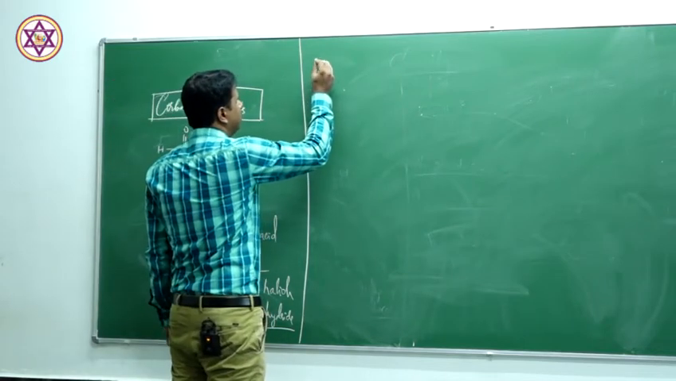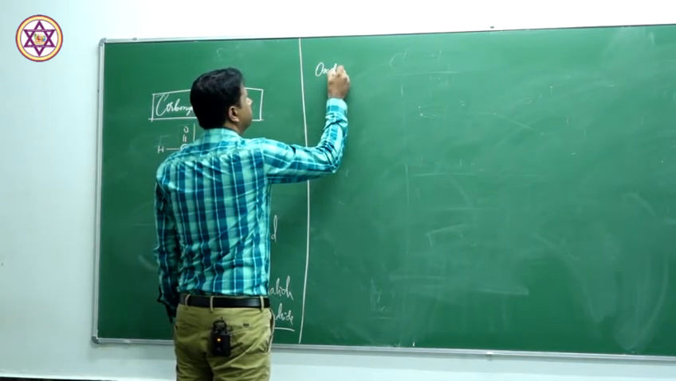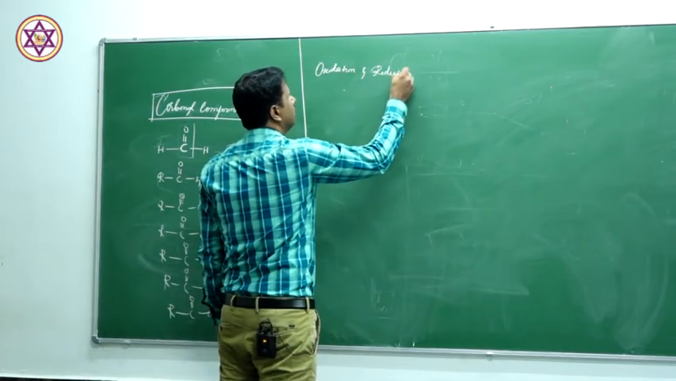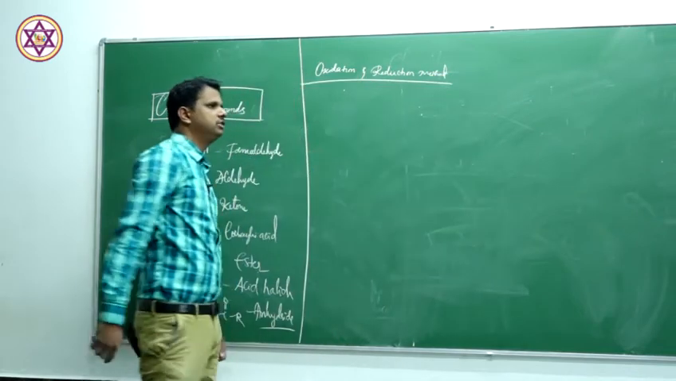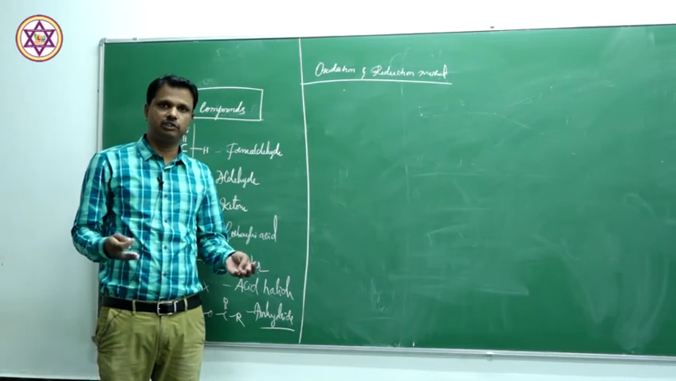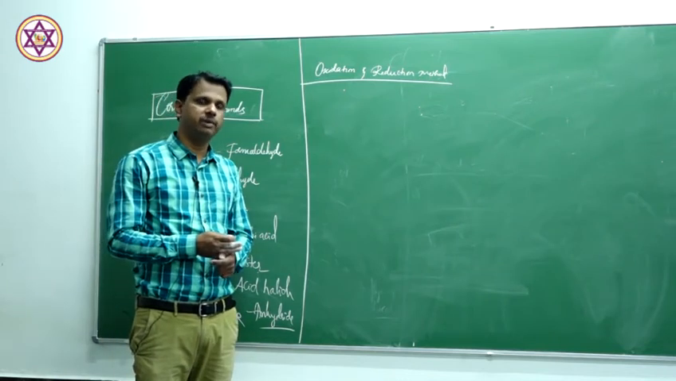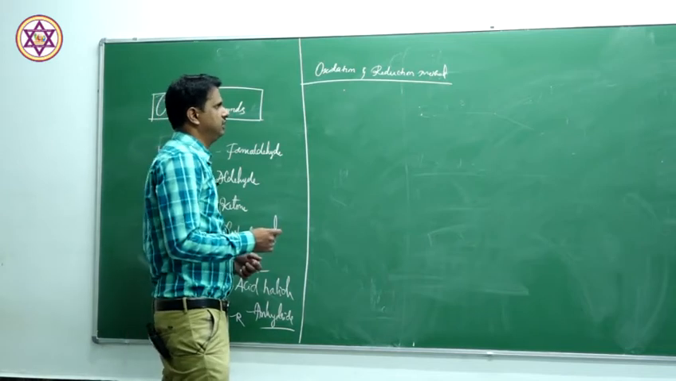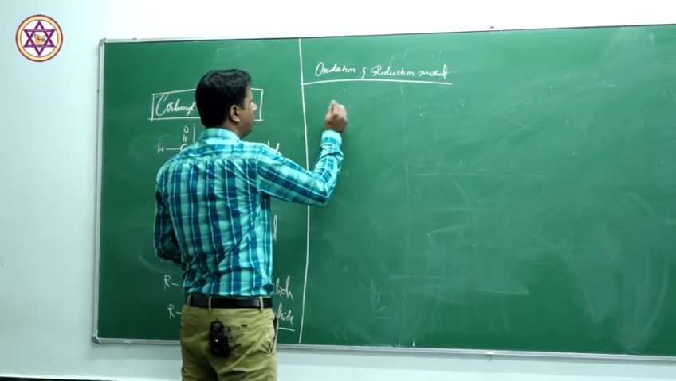In the syllabus, they are given oxidation and reduction method. That means detection of aldehydes and ketones, or identification, the separation or the distinction of aldehydes and ketones by oxidation and reduction method. That is what we need to understand. Now how do we understand this oxidation and reduction method? See, I'll write it here.